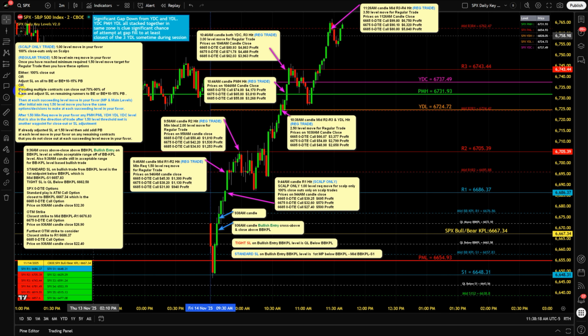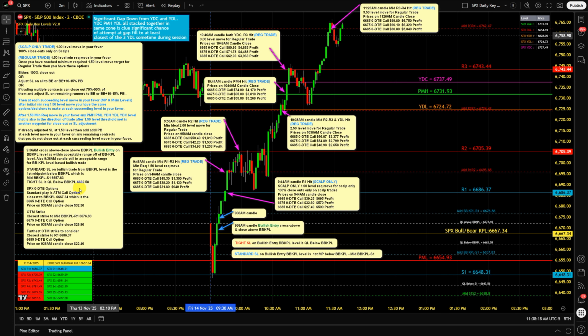Or if you're trading multiple contracts, meaning in this case trading 3 or more as opposed to just trading 1 or 2, then you can close out 70 to 90% of them and adjust the stop loss on the remaining runners to break even, or break even plus a 10 to 15% profit buffer.